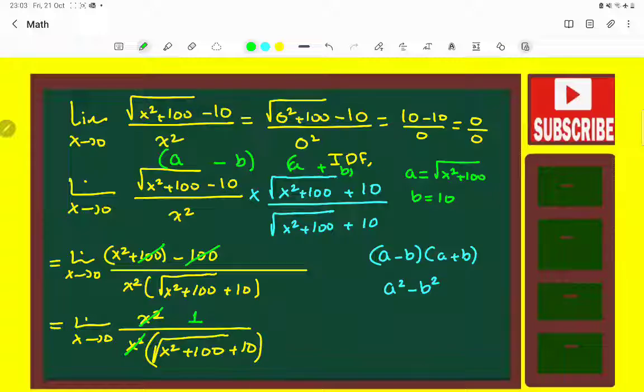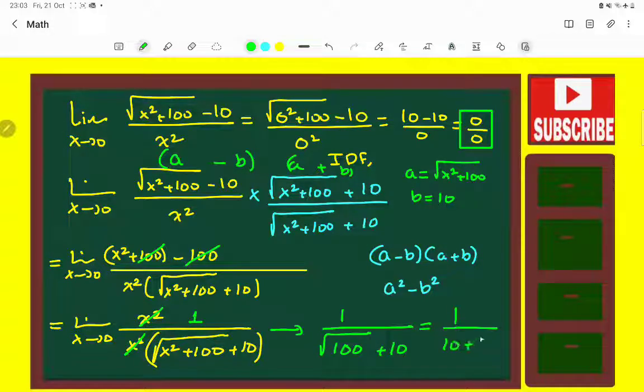Then again I can cancel x² with x², and I'm left with 1 in the numerator. As you see, x² over x² was the reason for having 0 over 0. After canceling it, I can now replace x by 0 and check the result. So I will get 1 over √(0² + 100) + 10, and of course √100, since 100 is a perfect square equal to 10², gives 10. So this will give 1 over 10 + 10, which is 1 over 20.